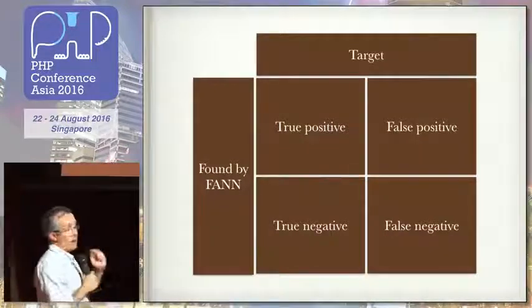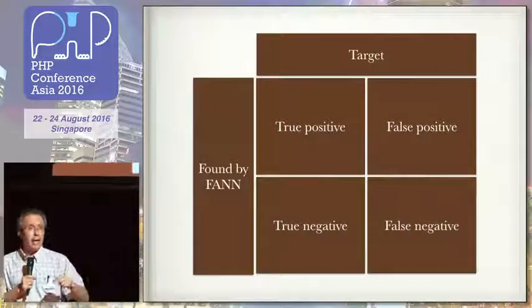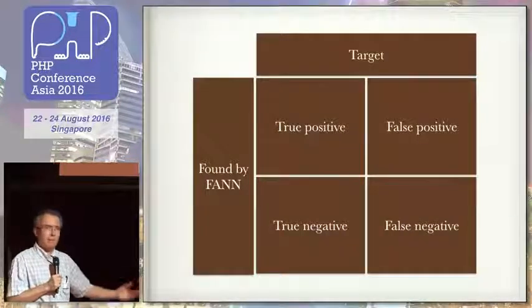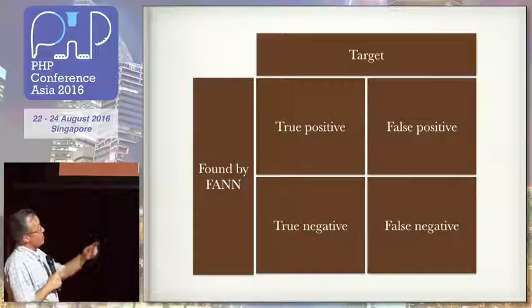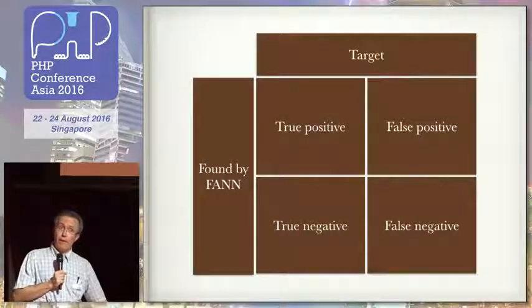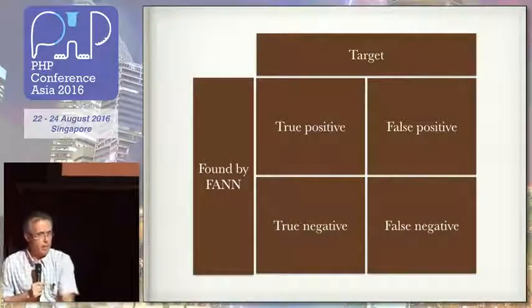The true positive are the one we want. FAN found it, and we agree with it. That's the best. The other one you also like is the false negative. FAN did not find it, and we agree also that it's something that should not be found.